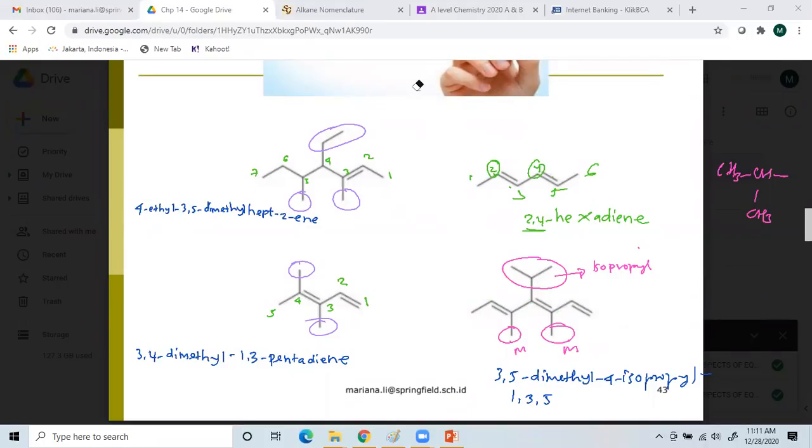It's okay to be wrong, since we just practice here. 1, 2, 3, 4, 5, 6, 7. Still 7. So 1, 3, 5. Longest chain 7, so heptatriene. Okay, I think that's about alkenes.